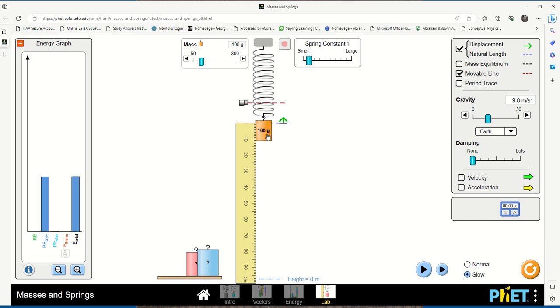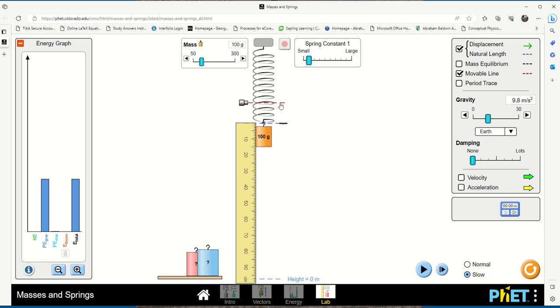And see that green arrow? I want that green arrow to be 0 when I release the mass. I don't want to release it from there. I want to make sure that, right, a little bit, there we go. Yeah, that's good. Okay, so now I have my equilibrium position at the 0 mark of the ruler.